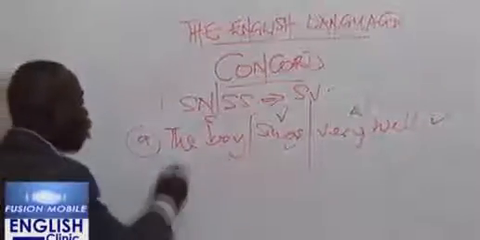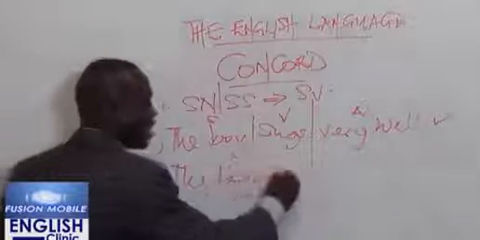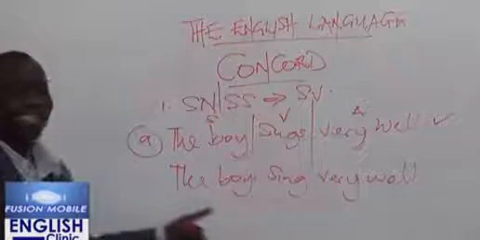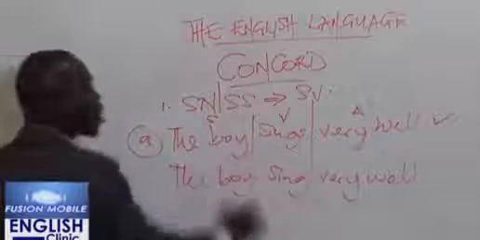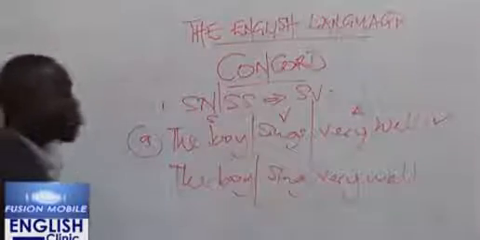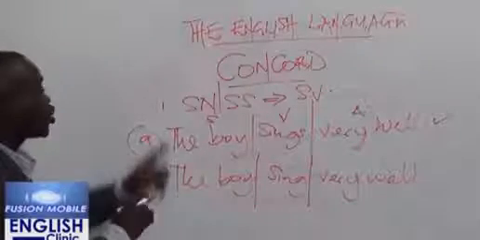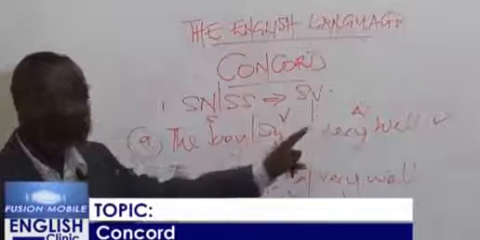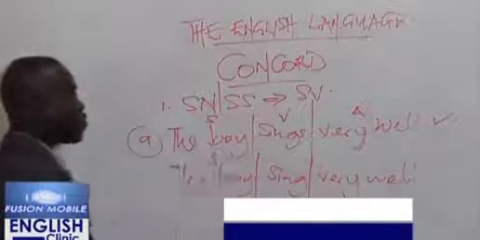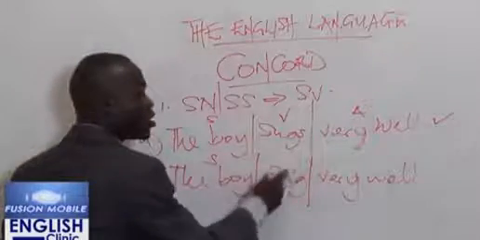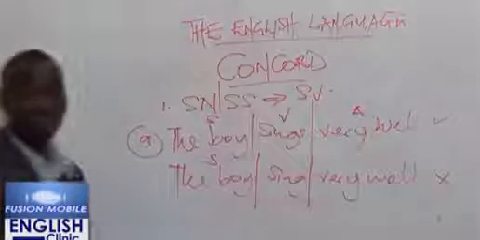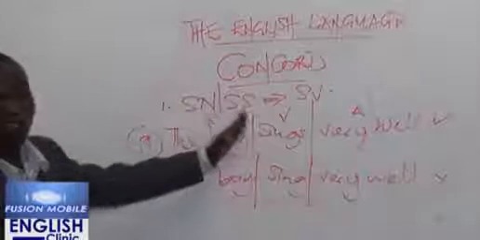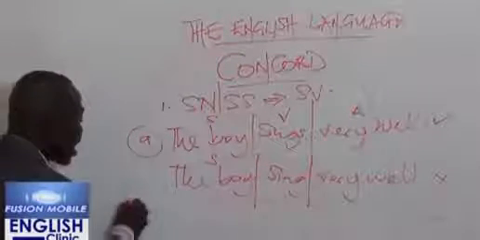But I cannot say, the boy sing very well. Why is this sentence defective? It is defective because the boy is singular, while sing is plural. According to our rule, whenever you have a singular subject, you must have a singular verb that agrees with it. So because the boy is singular, while the verb sing is plural, this sentence is defective. So when we talk about Concord, when the subject is singular, the verb must be singular. Now let me give another example on this.